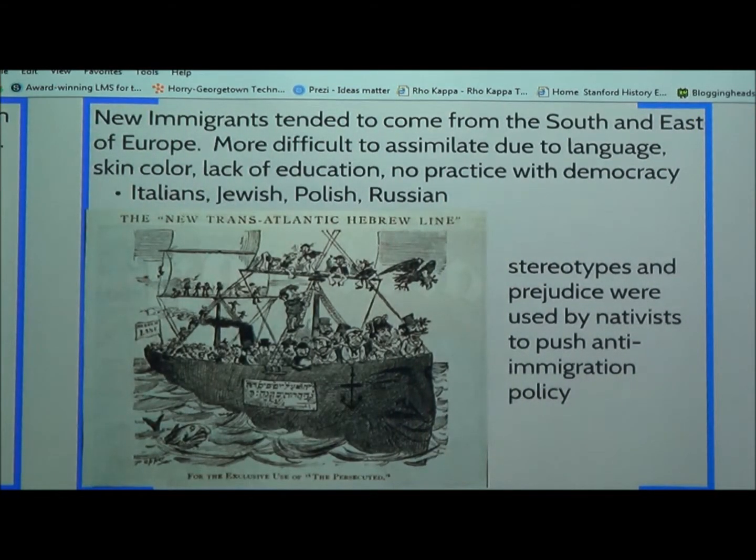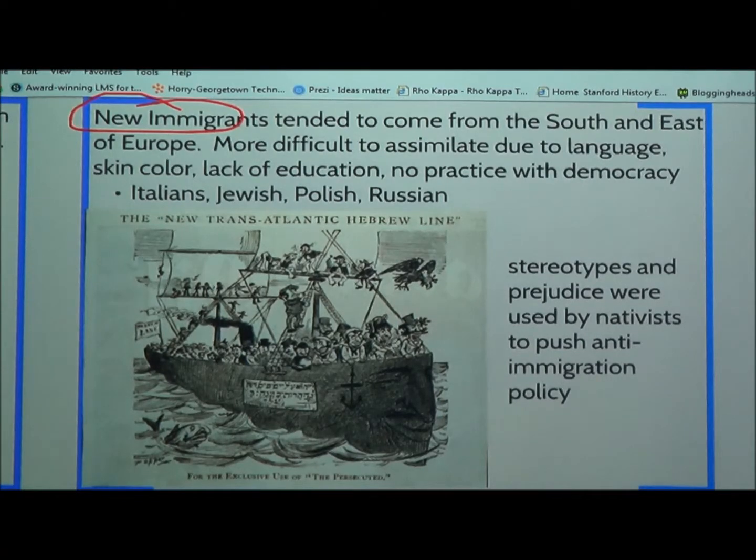The new immigrants, well, they tended to come from Southern and Eastern Europe. More difficult to assimilate them because of their language, their skin color, their lack of education. They didn't have any practice with democracy. They tended to come from dictatorships or monarchies. The Jewish people are also included here. This is a very stereotypical cartoon criticizing the United States policy of allowing Jewish people to come to the country.